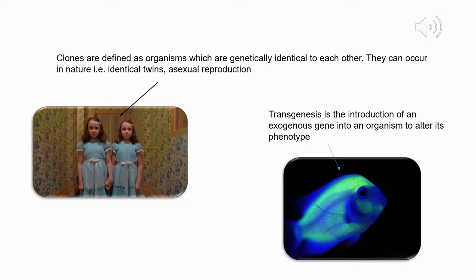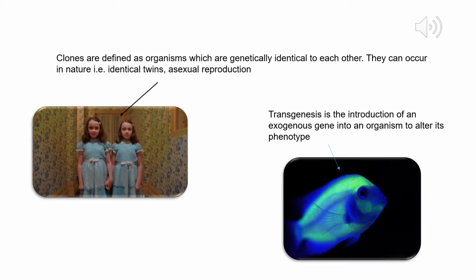The theme for our teaching presentation is cloning of transgenic animals. First of all, some basic definitions. Clones can be defined as organisms which are genetically identical to each other. They can occur in nature, i.e. identical twins, or asexual reproduction in simple and unicellular organisms. This project will focus on artificially created clones.